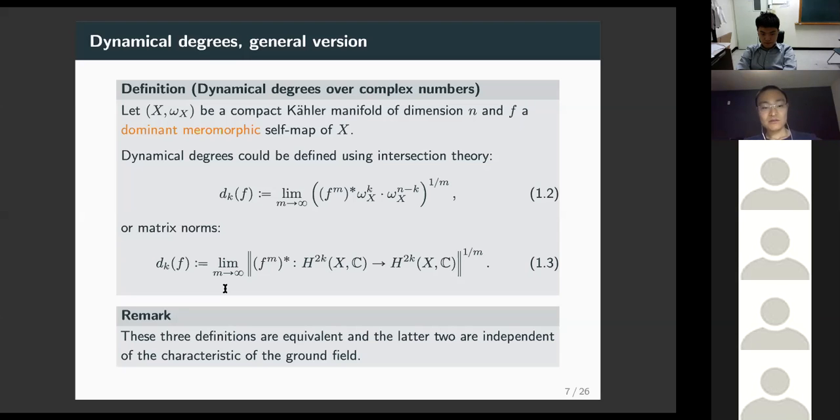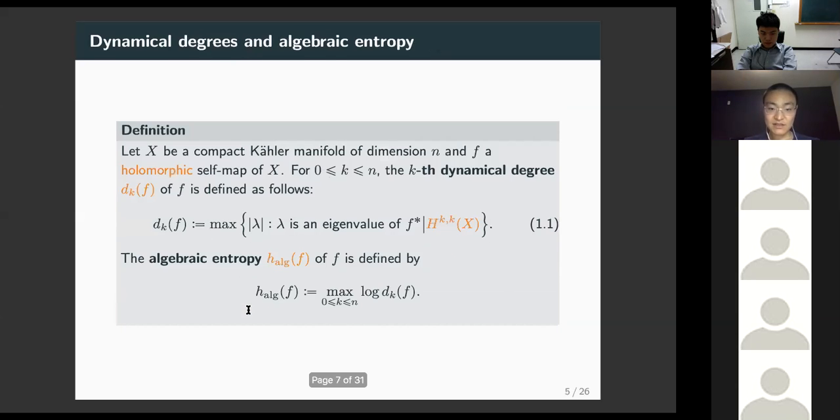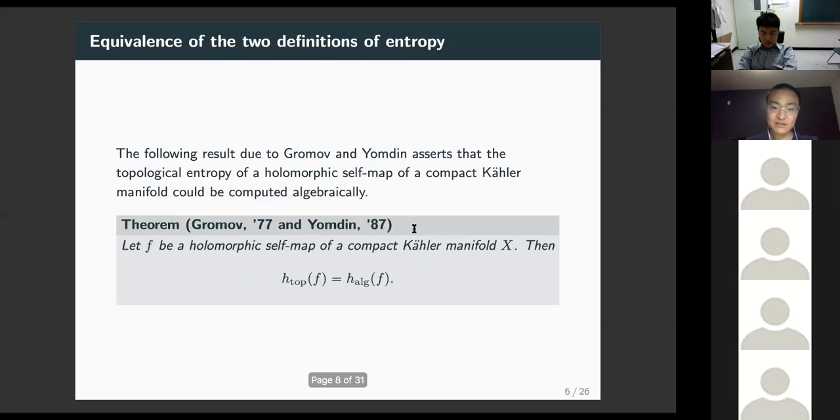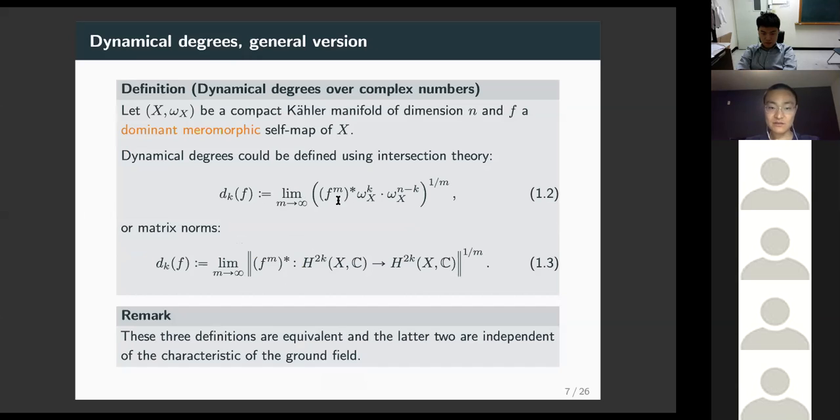Okay, so now we actually have three definitions for the dynamic degrees of a holomorphic map of a complex manifold. These two are defined for the more general dominant meromorphic self-map. But if f is holomorphic, we have three definitions, and these three are equivalent. This one is the spectral radius of this linear transformation, and these two are defined one by intersection number, one by the matrix norm.